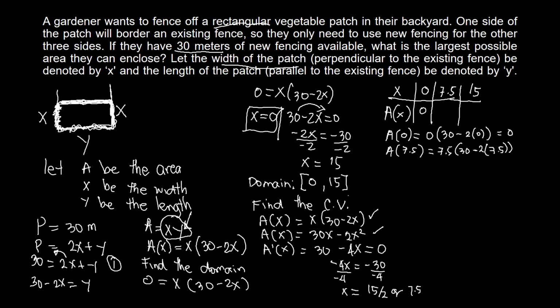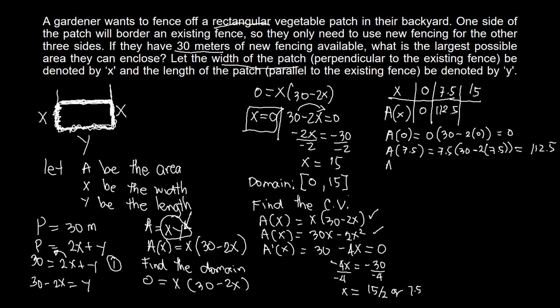Inputting that in a calculator or manually computing it, once you multiply 2 times 7.5, that leads to 15. 30 minus 15 is 15, times 7.5. That will be equal to 112.5. So supplying that here, we have our area for x equal to 7.5.